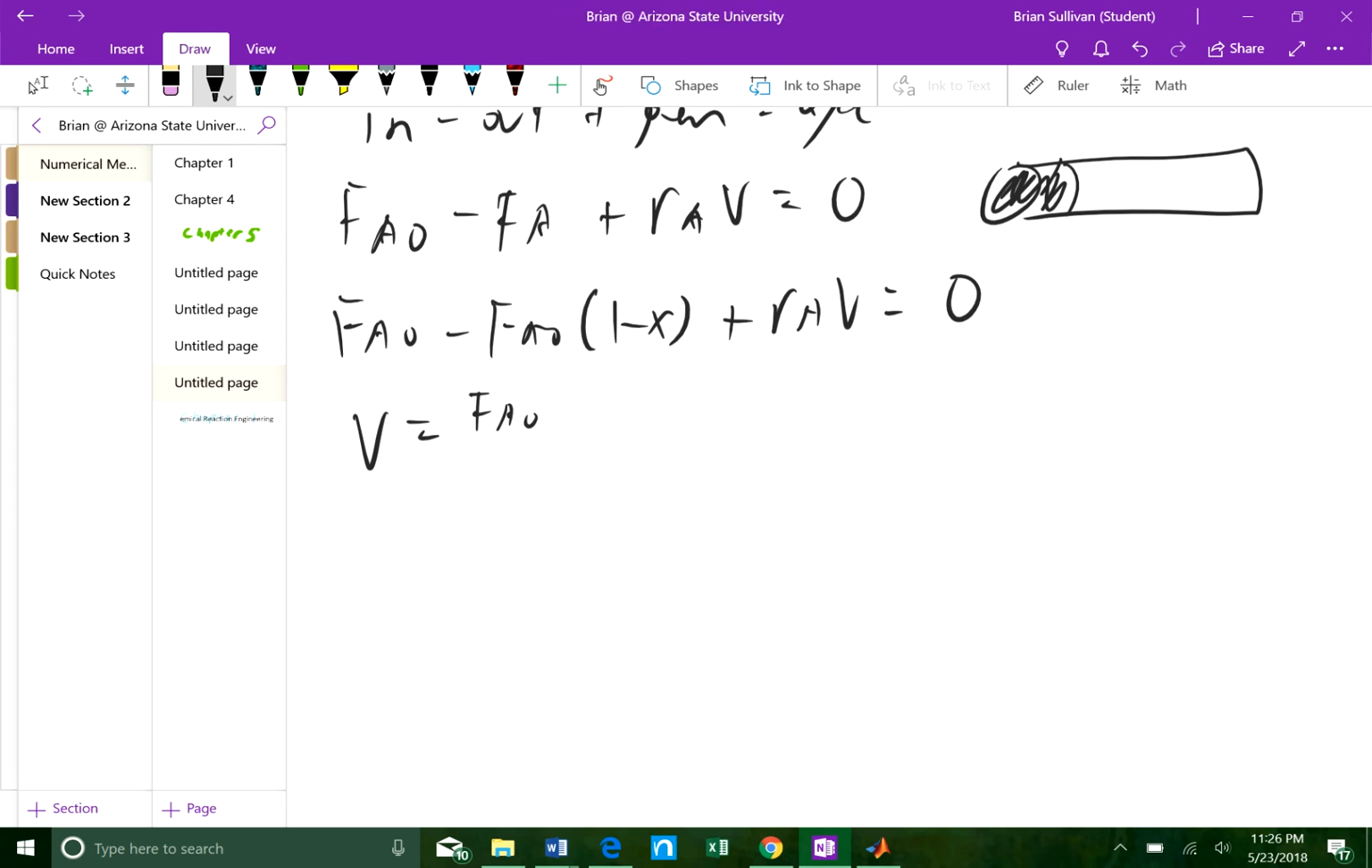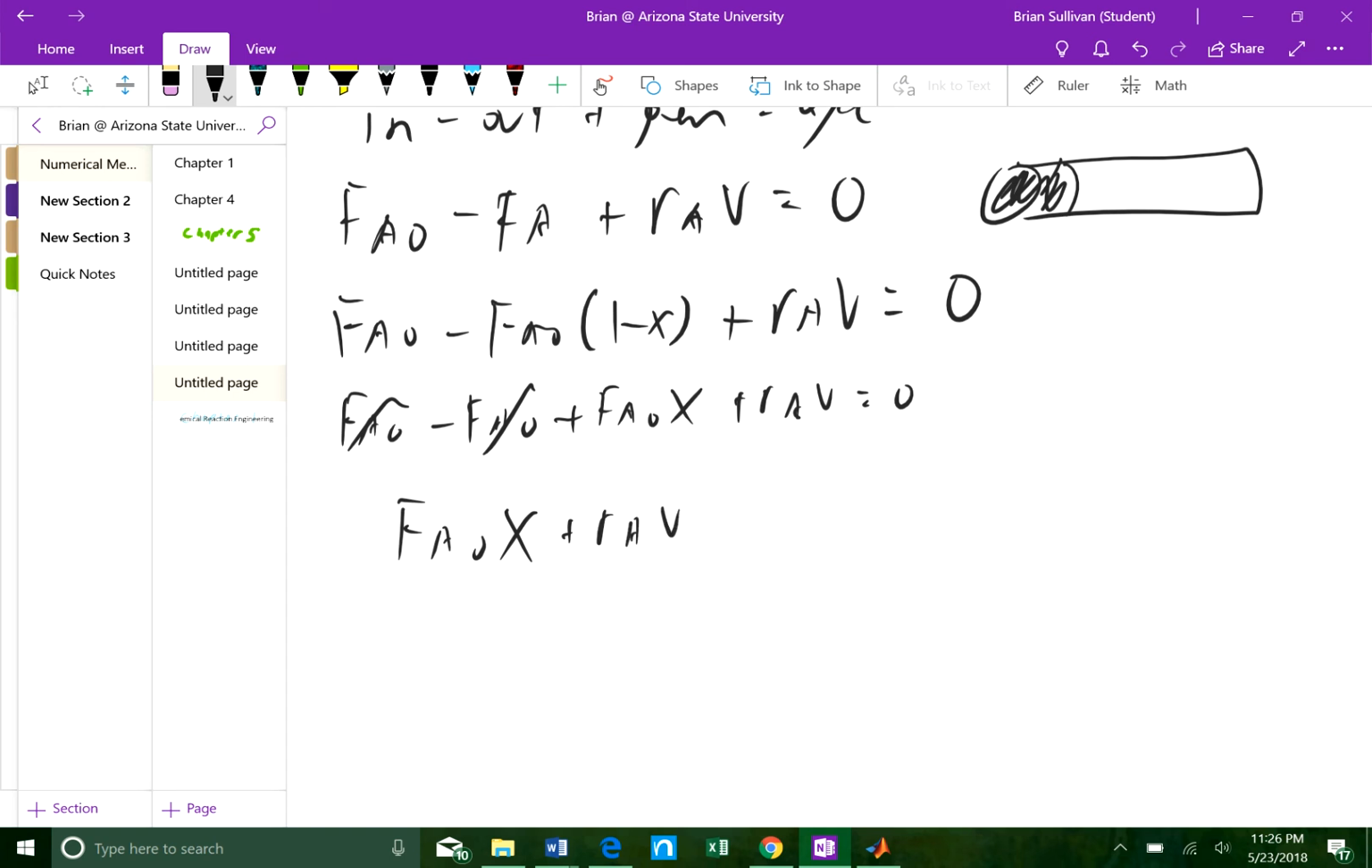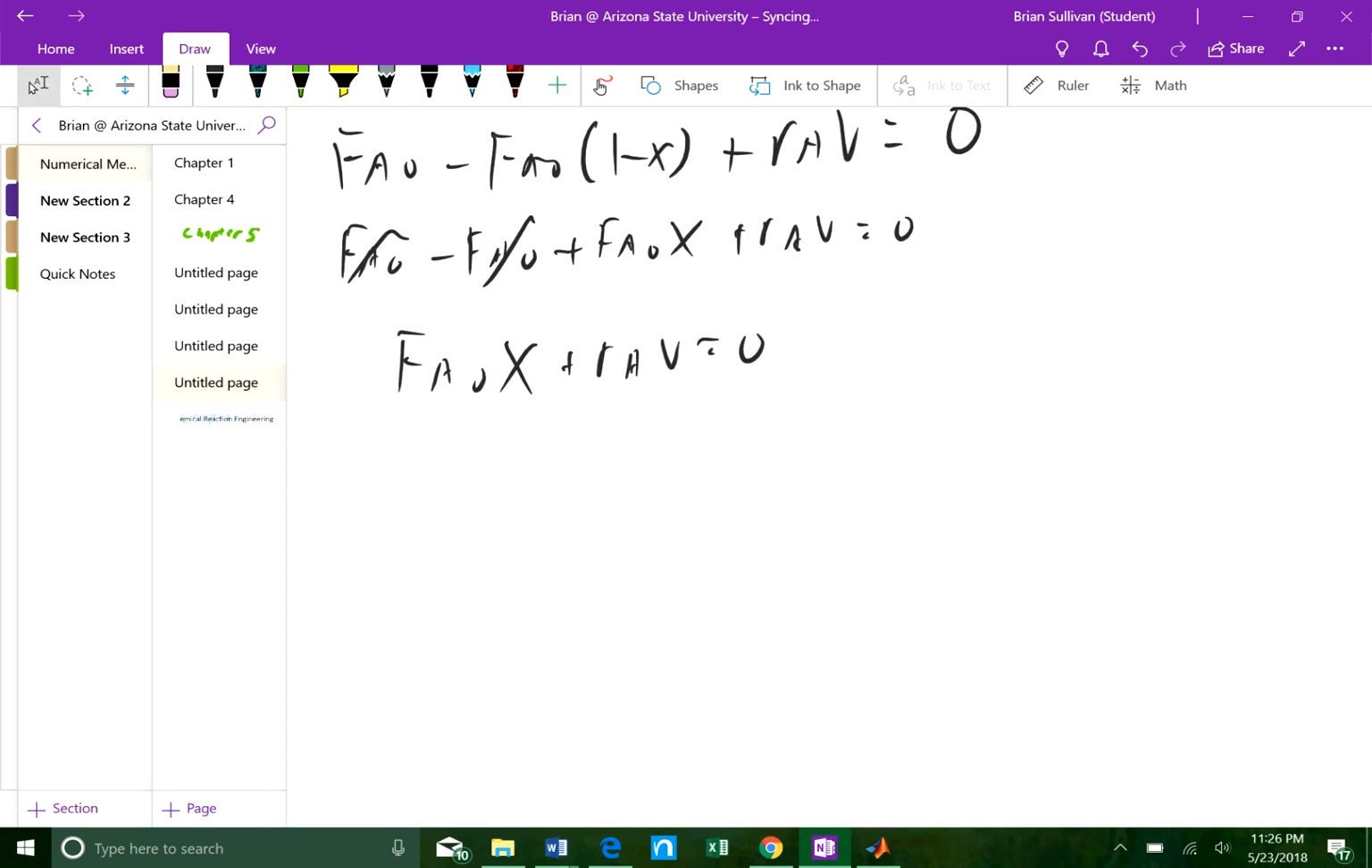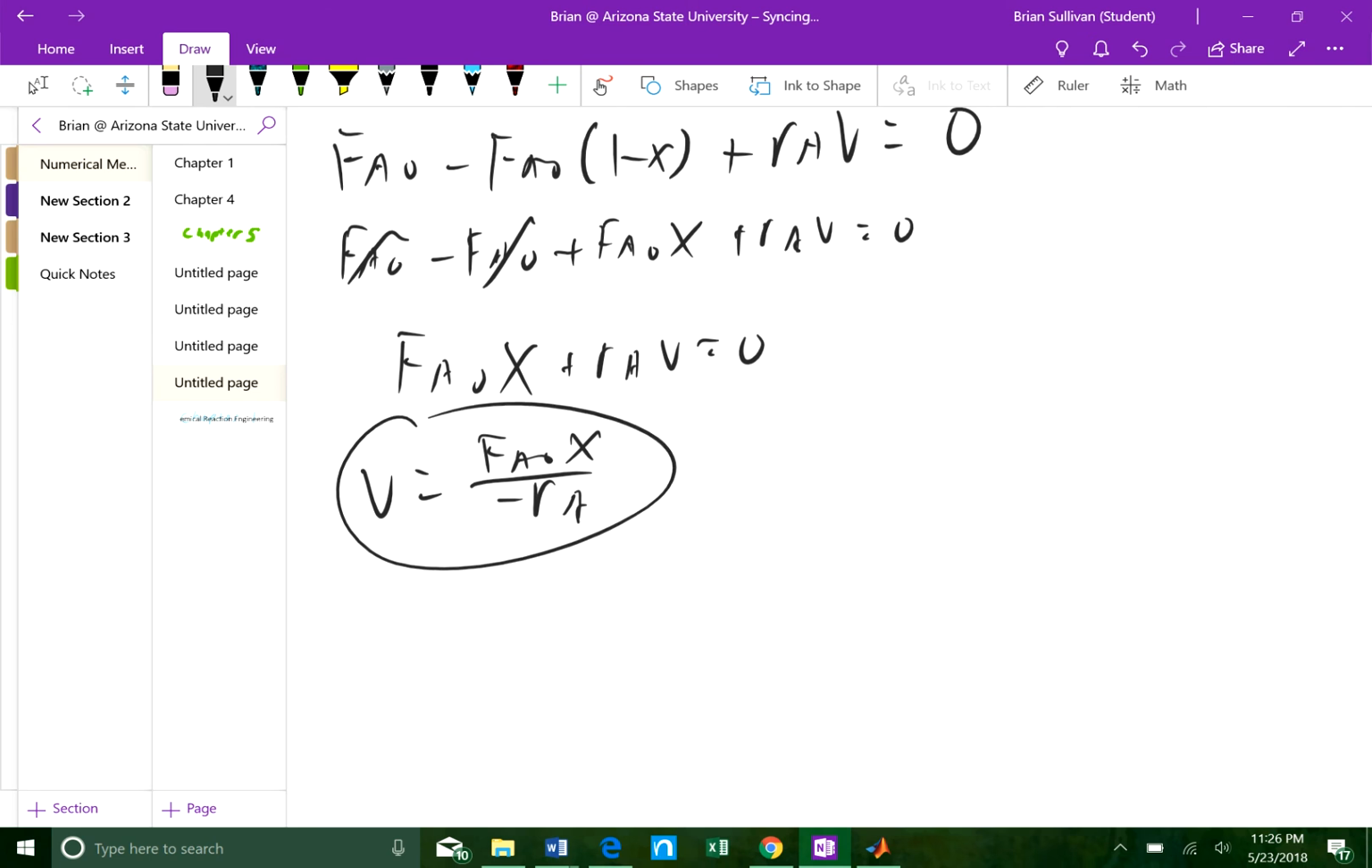So FAO minus FAO, distributing FAO into (1 minus X), plus FAO X, plus RAV equals 0. We're almost there. So V is going to be equal to FAO X over negative RA. If you solve for V, you'll find that this is your solution. So that's how you introduce conversion into the CSTR.